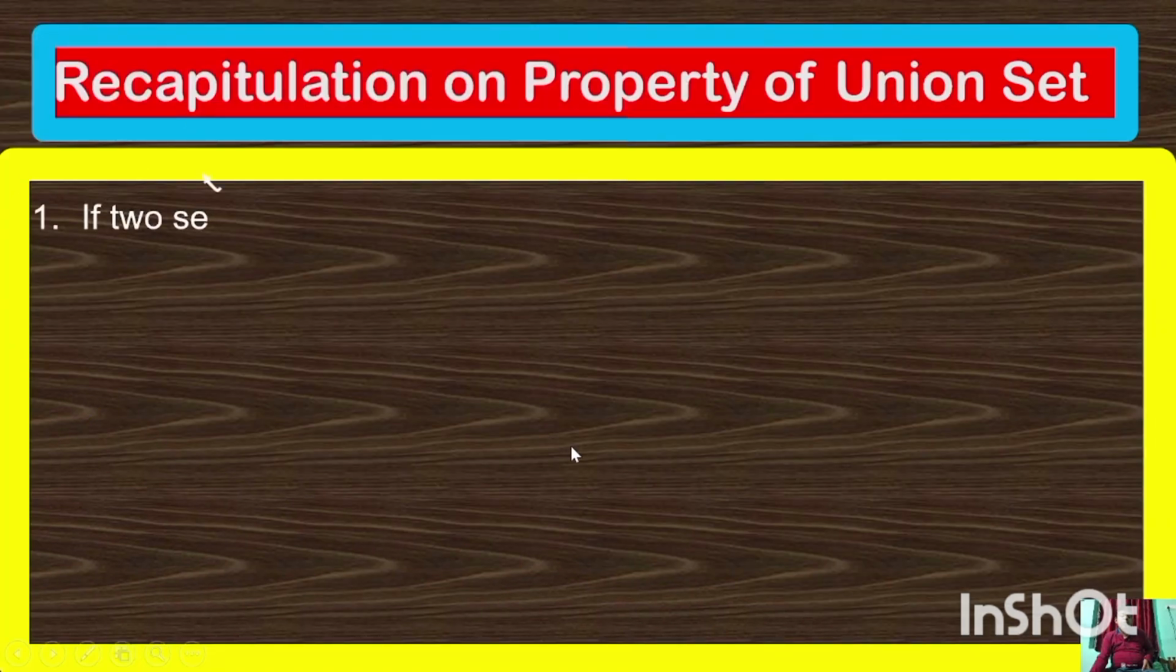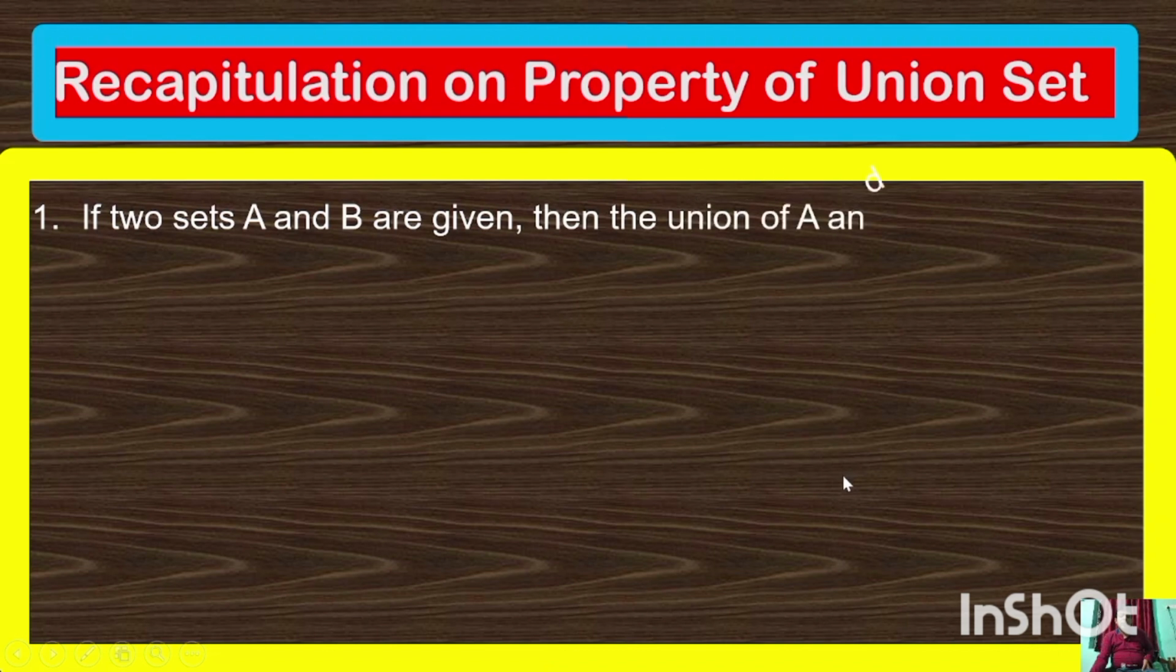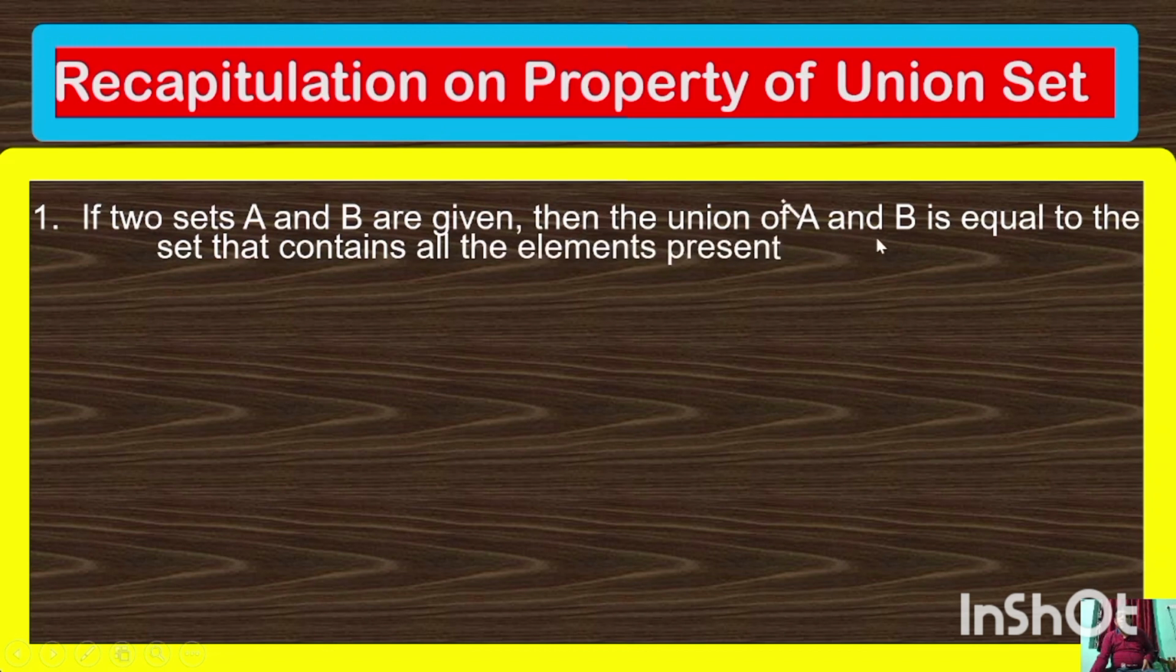So let's do a recapitulation of the properties of the union set. These are the important points of the union set. Let us recapitulate. If two sets A and B are given, then the union of A and B is the set that contains all the elements present in A and in the set B.